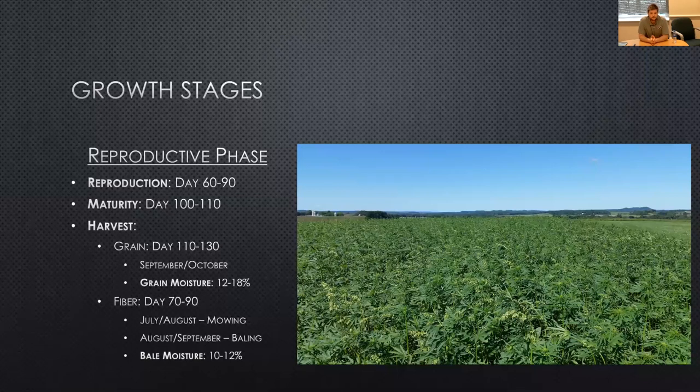As far as harvesting a fiber crop, this will generally occur at day 70 to 90 after planting. Mowing will likely occur in the month of July or early August. Basically, the stage that we see in this photo here is roughly the stage that we're going to be targeting for mowing our fiber crop. Once the crop is laid on the ground and left to rot for roughly a month, we're going to bale that at the end of August or likely the beginning half of September, targeting a bale moisture of 10 to 12% or less.